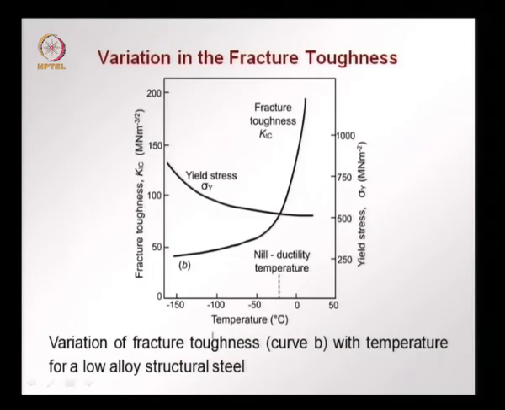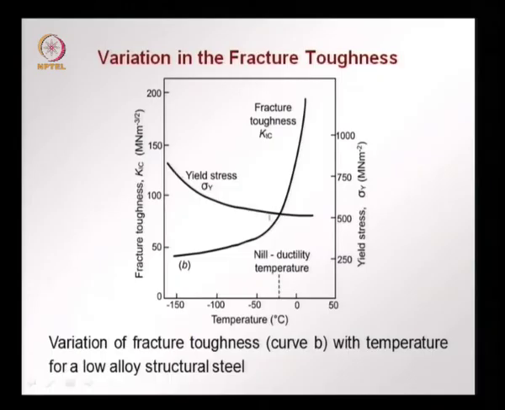Here you see how fracture toughness varies with temperature for a low alloy structural steel. In this curve you have on the y axis fracture toughness, x axis you have temperature, and you find that as temperature decreases, the fracture toughness decreases. The material is becoming less ductile and more brittle as the temperature is decreasing.